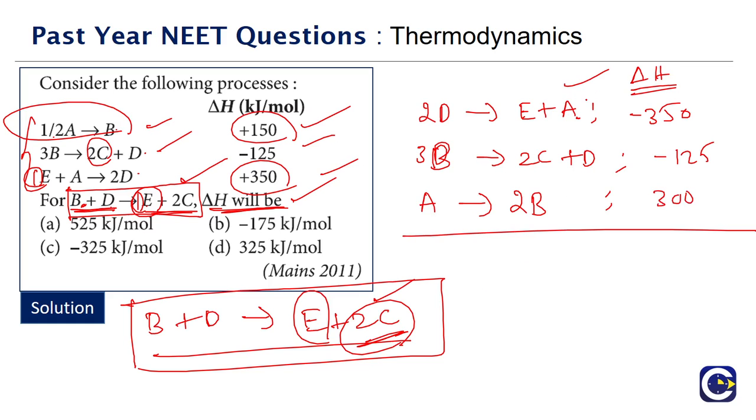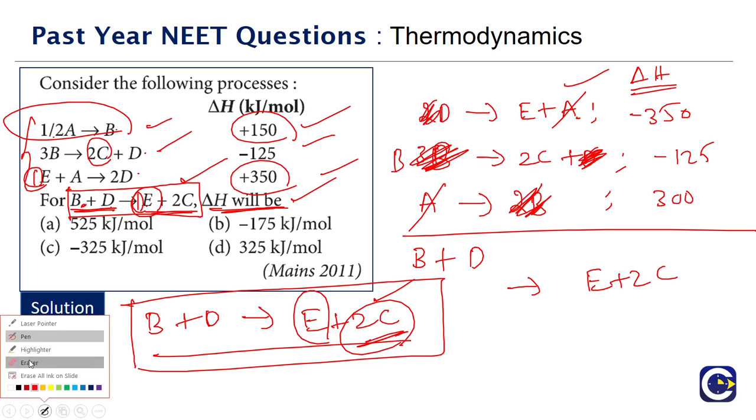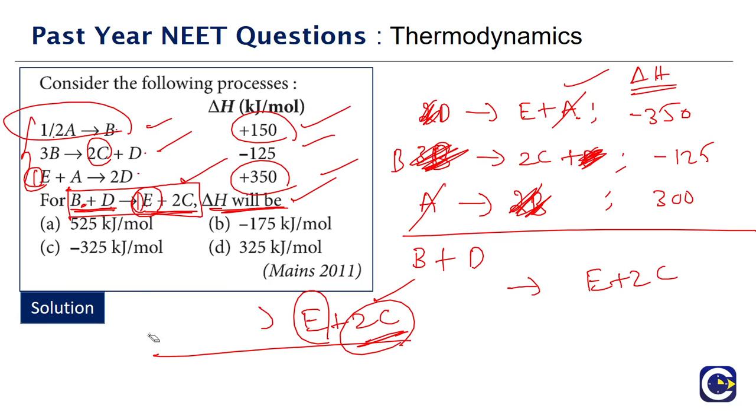Now if we add these 3 equations, A will get cancelled, right? Here there is 2B and here there is 3B, which cancel, and you will have just B remaining. Also there is a D here, so we cancel 1 D. B plus D is remaining on the reactant side, and on the product side we have E plus 2C. So when we modify this way, we are able to make a combination, and when we add up these equations, we are able to get the overall equation. That is how we are going to apply Hess's law.